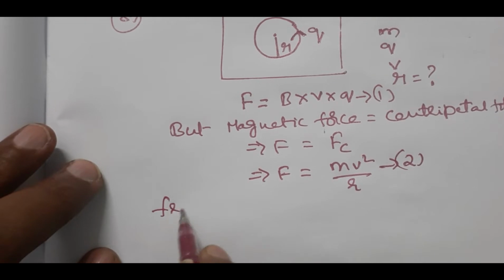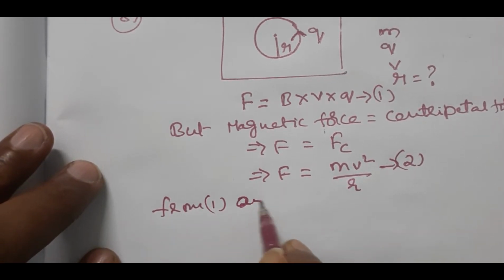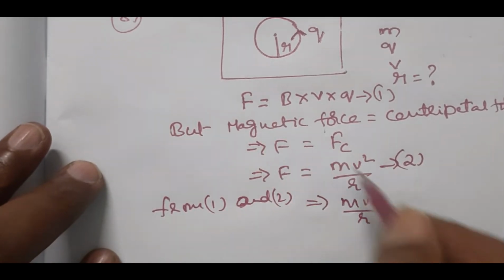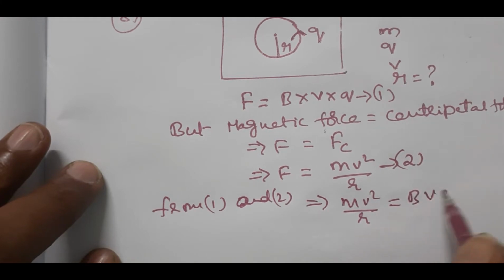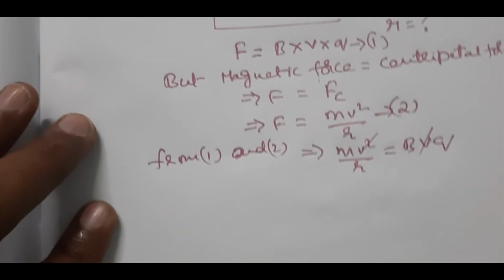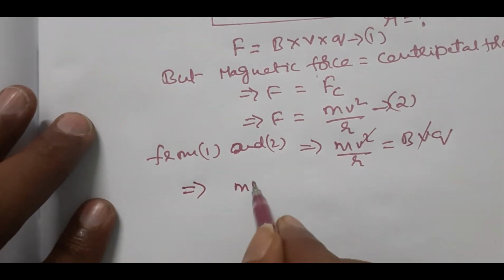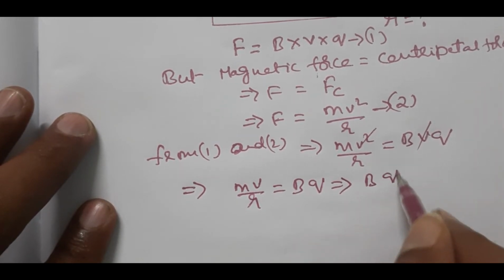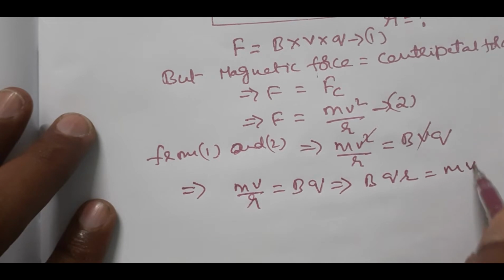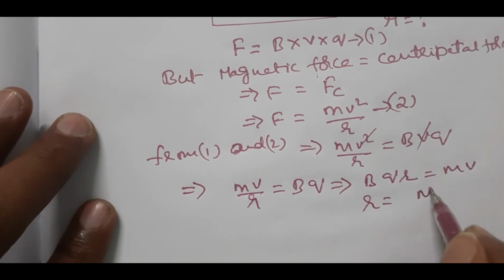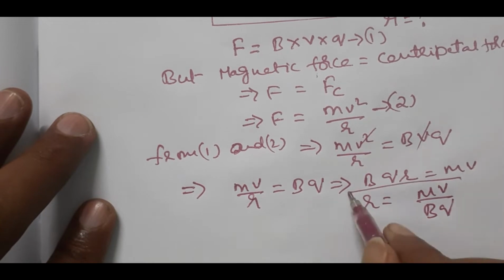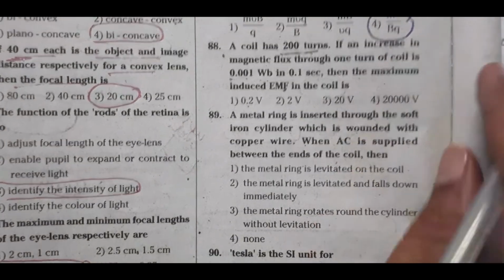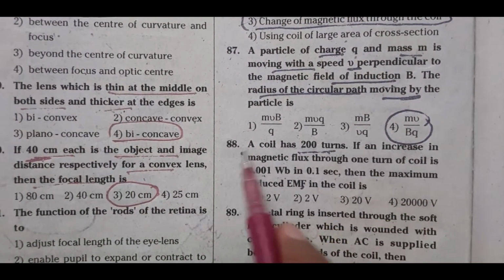From equations 1 and 2, we can write m v square by r equals B V Q. V gets cancelled, then m v by r equals B Q. By cross multiplication, B Q r equals m v. Then r equals m v by B Q. So this is the option, you can see the option here. Next one, students, 88.